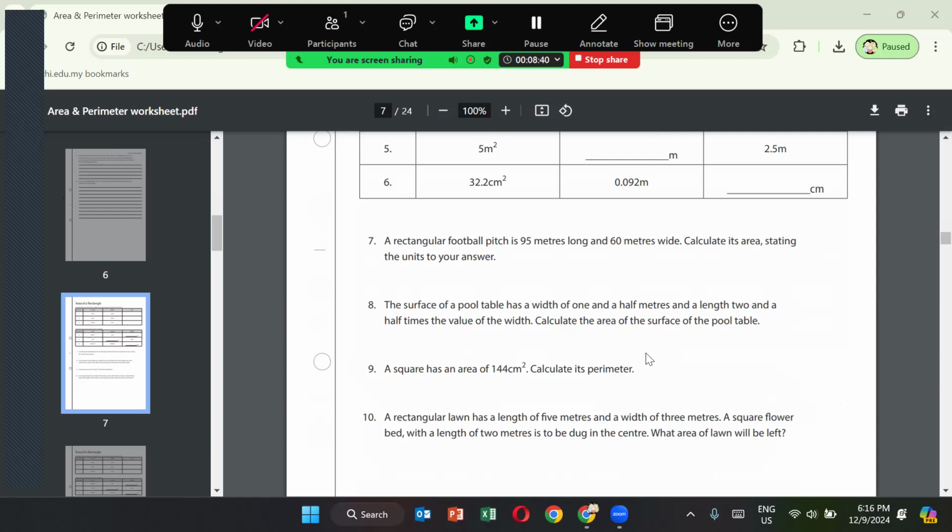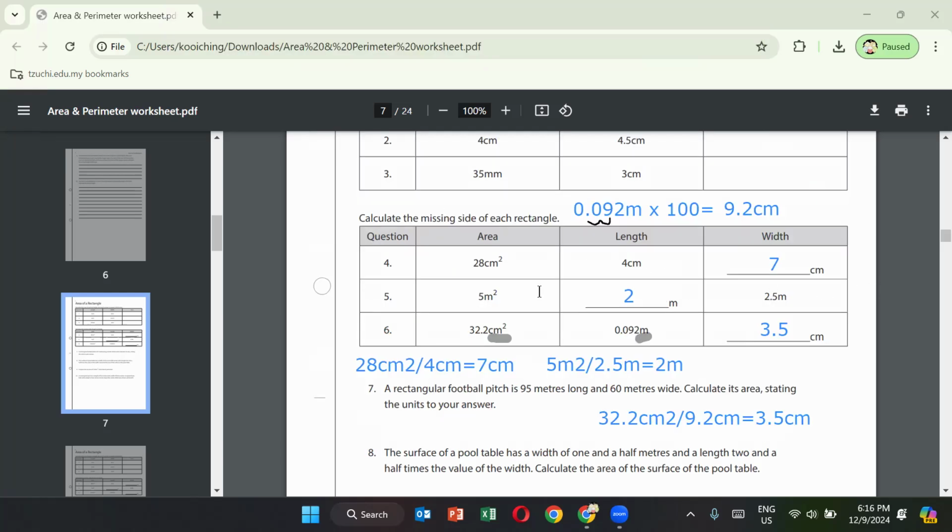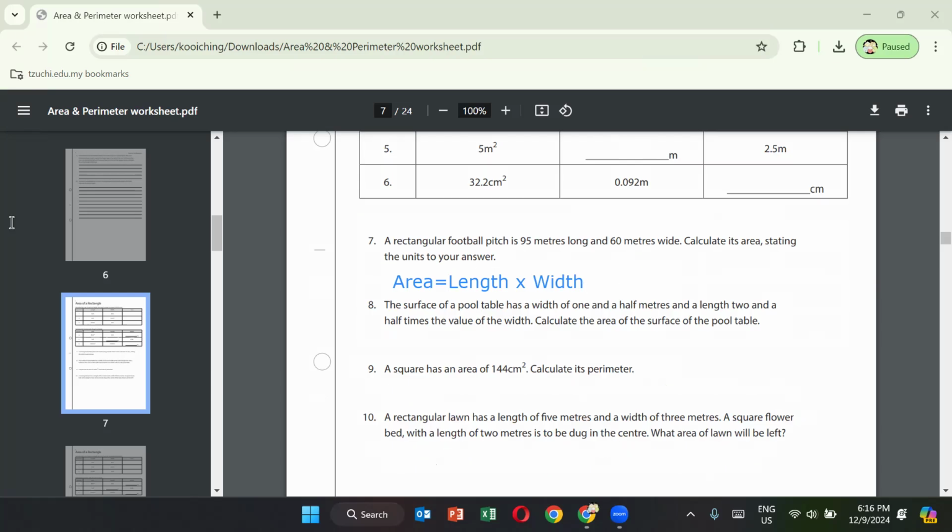So to find the area, we will be using the same method, which is area equals length times width. So we will be using this calculation. We will use 95 meters multiplied by 60 meters, and it will be equal to 5,700 meters square.